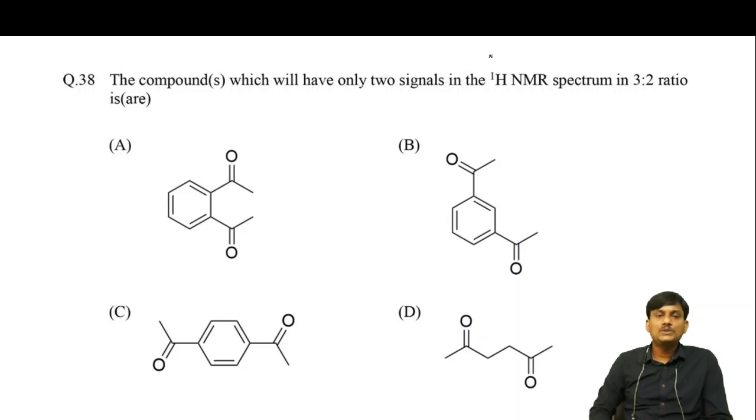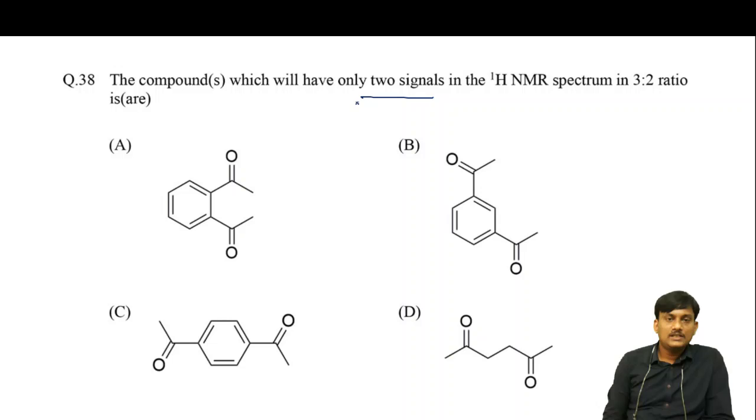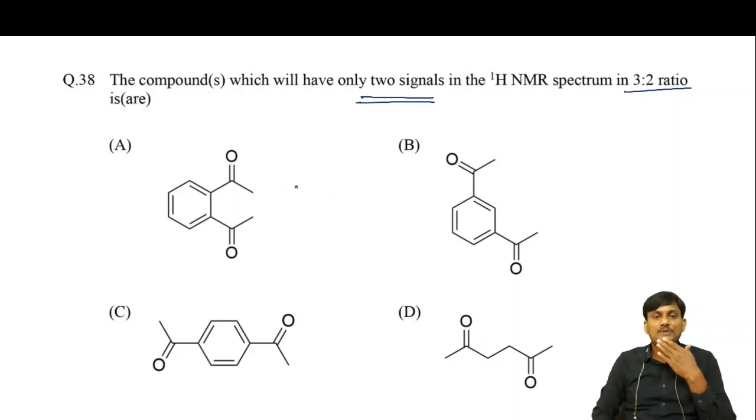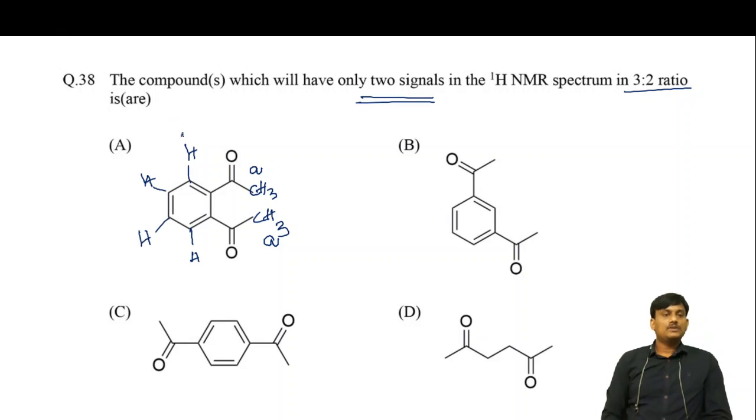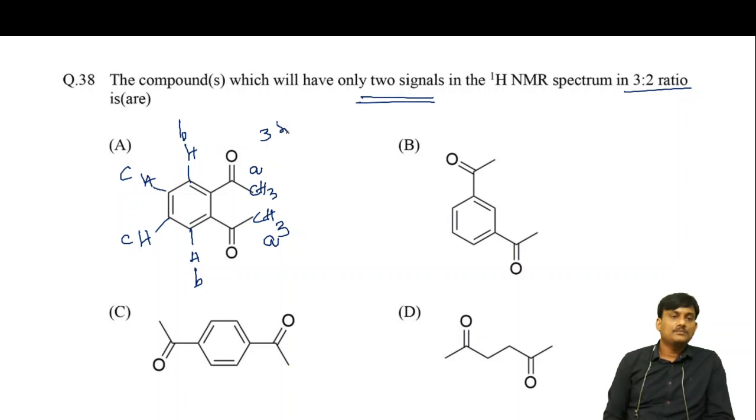The compound which will have only two signals in the proton NMR spectrum with a 3:2 ratio. In this case also you have to identify the number of non-equivalent protons. Here you have CH3 and CH3, both with similar chemical environment, so A, and here there are no hydrogens. Here you have hydrogens which are different, B, B, and C and C. So here you have three peaks, three signals. So this one is not correct.